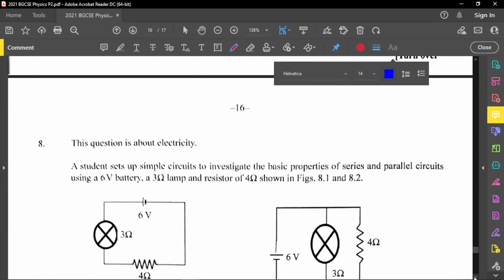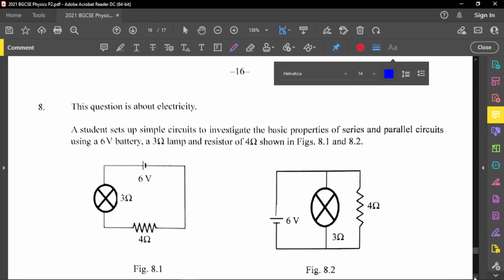So question number 8 was the final question. This question is about electricity. A student set up a simple circuit to investigate the basic properties of series and parallel circuits using a 6-volt battery, a 3 ohms lamp and a 4 ohms lamp, as shown in figures 8.1 and 8.2. The 3 ohms and 4 ohms are the same. Just one is in series, one is in parallel, and that's the only difference.